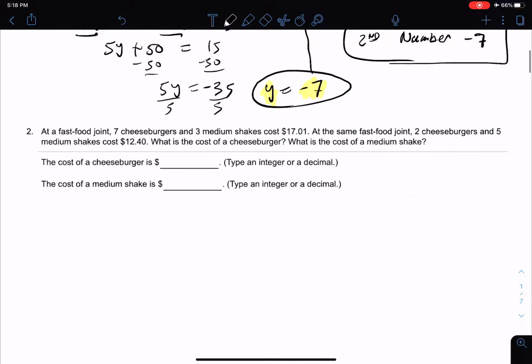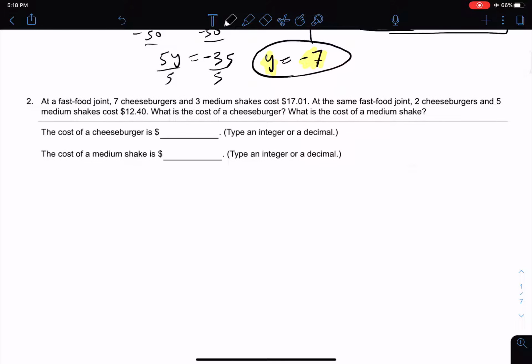Number 2, talking about a fast food joint. One patron goes there, buys 7 cheeseburgers and 3 medium shakes. Cost $17.01. Geez, 7 cheeseburgers, 17. Yeah, something's not right with the numbers there, right? In terms of time period. I mean, is this the 50s? I don't know.